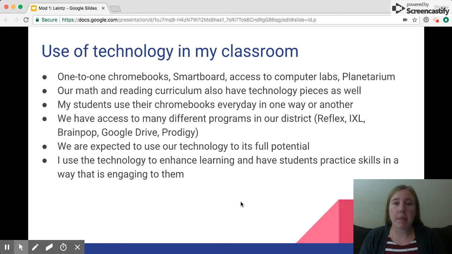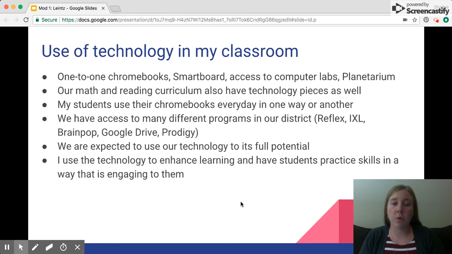Our district has many pieces of technology available for use, including one-to-one Chromebooks, smartboards, computer labs, and a planetarium. These are put to good use since our math and ELA curriculums both have technology components embedded within them. We also have access to many different programs in our district like Reflex, IXL, BrainPop, Google Drive, and Prodigy, just to name a few. We are expected to use technology to its full potential. All of these components make differentiation and tiered instruction a little easier.